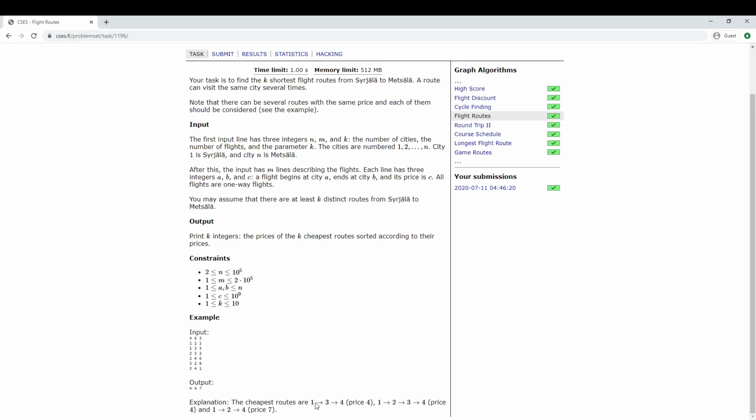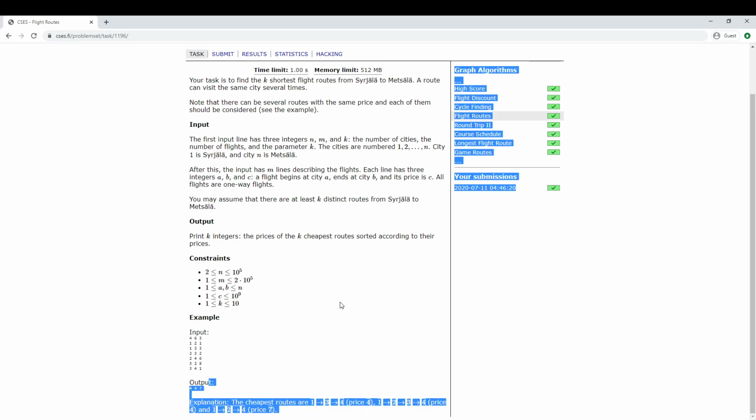Right, so in the example, we have a price 4, and then the next cheapest, I guess, is price 7. And so we should output 4 4 7.